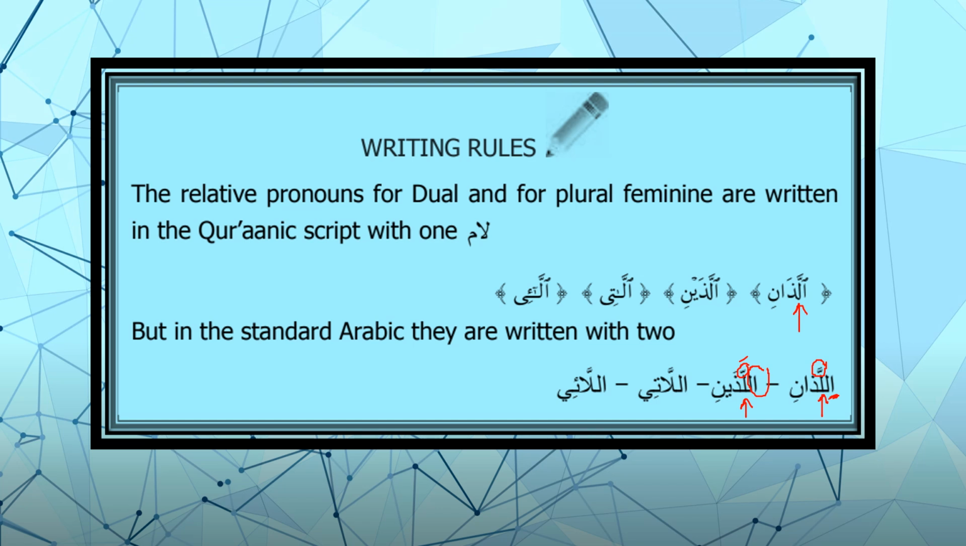Same with the male plural. It's happening the same with the feminine plural also. One is the lam at-tarif separately and the other lam with shadda and fatha. So here also you can see there are two lams: one lam at-tarif, the other with shadda and fatha.